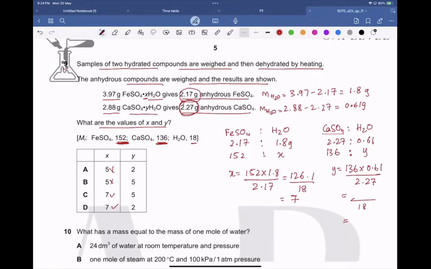I hope it's understandable to all of you. So yes, what mass you are getting? 36.54. So I think you are going to get 2 point something, which is going to be 2. So 5 goes wrong, which means that D is the correct answer and A, B, and C are wrong. Is this clear?